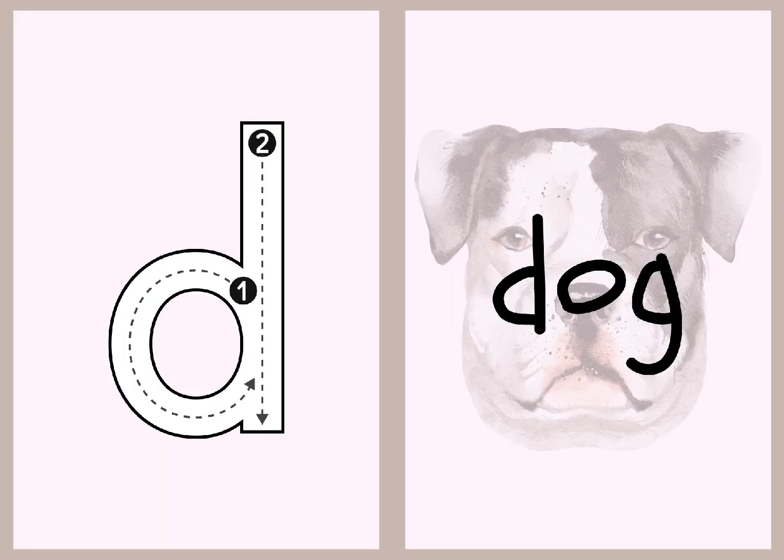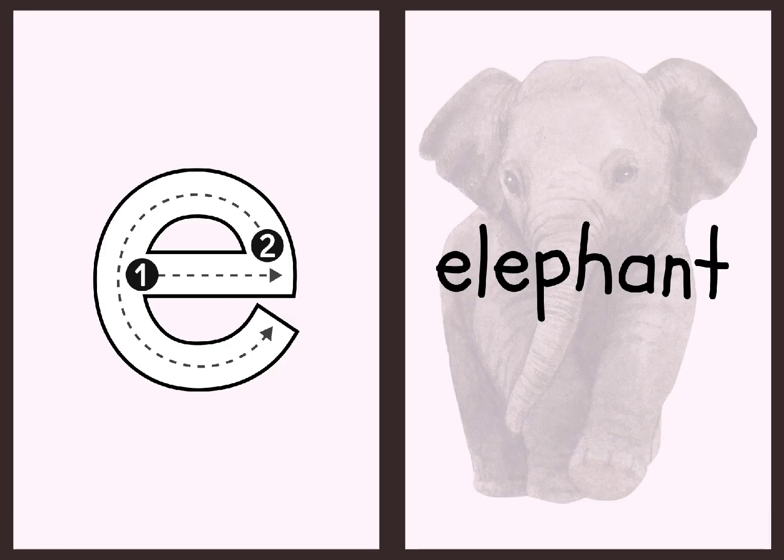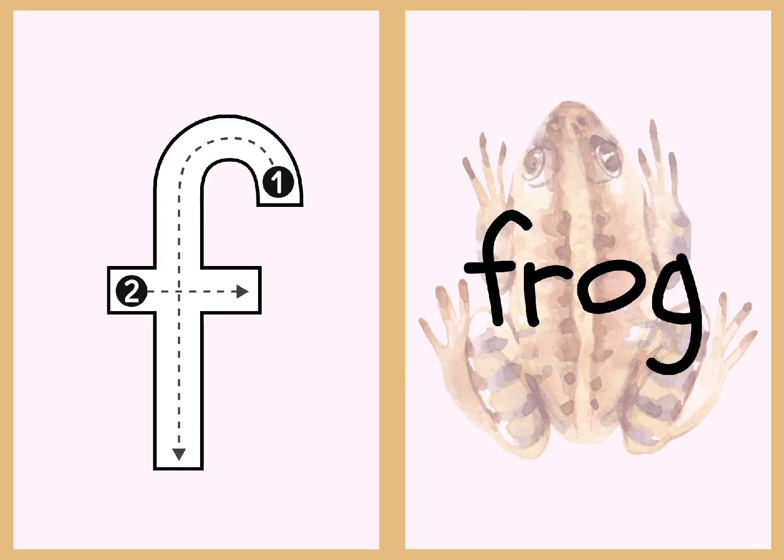D for dog. Dog starts with D. E for elephant. Elephant starts with E. F for frog. Frog starts with F.